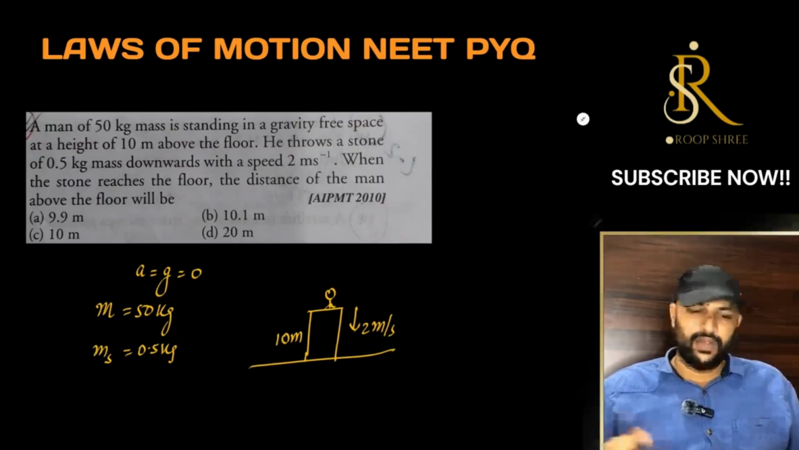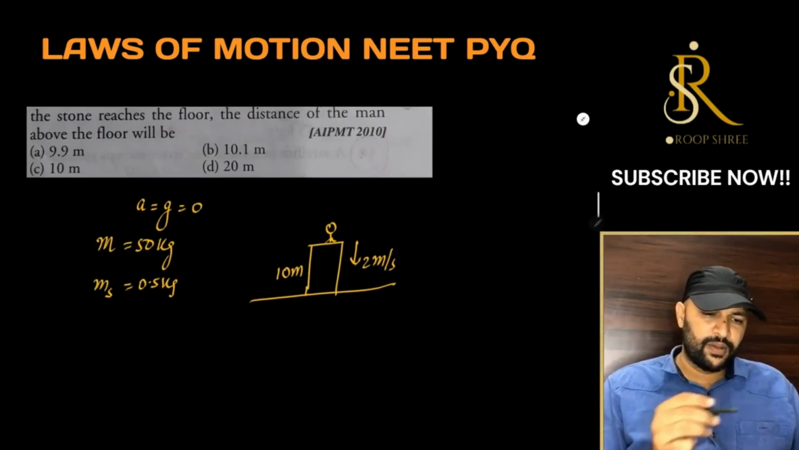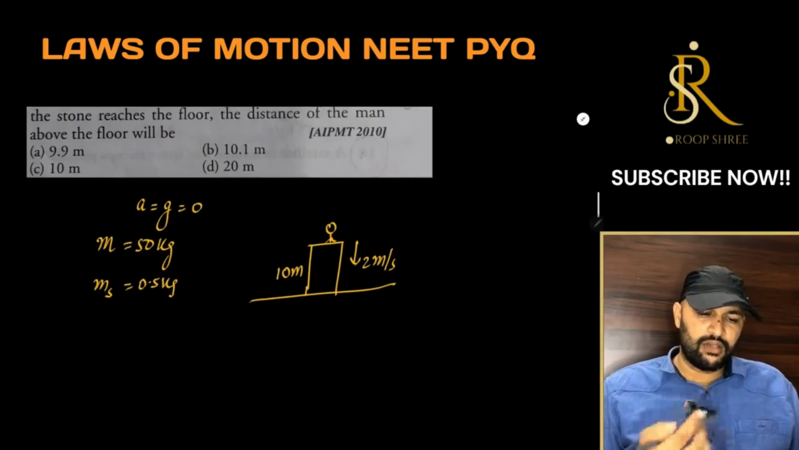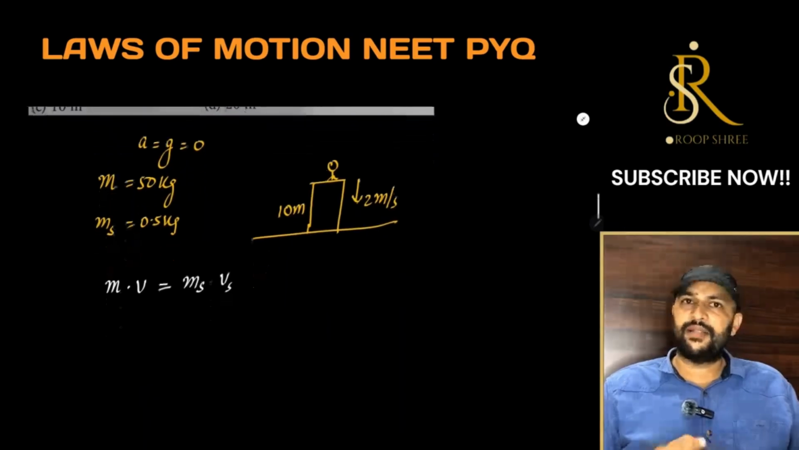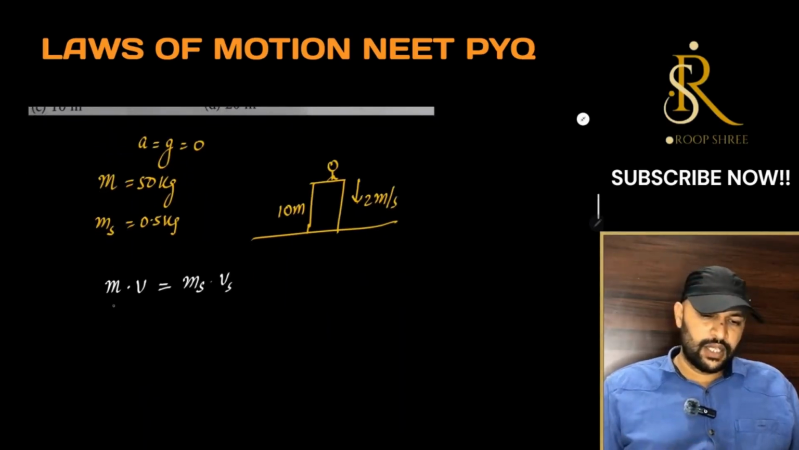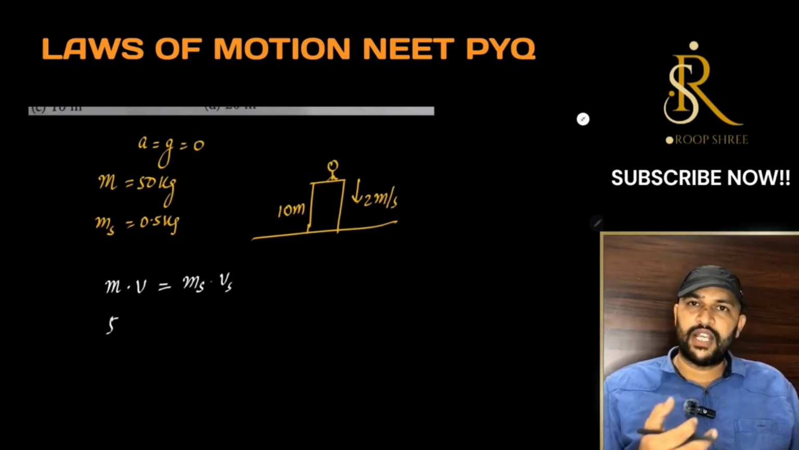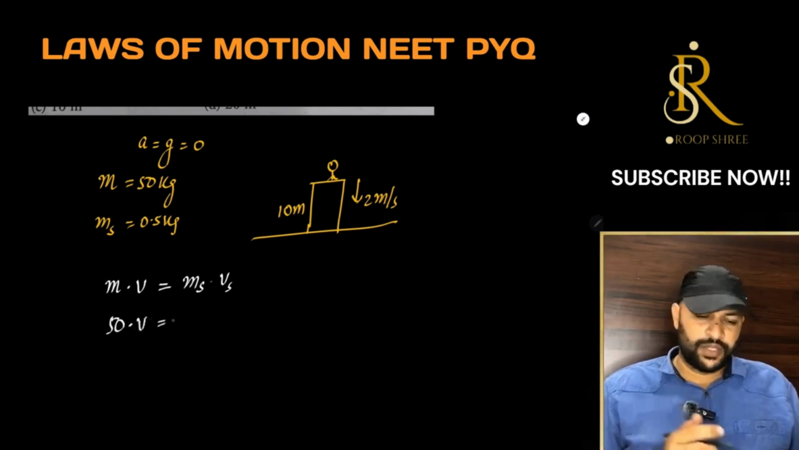So we will use a very basic concept here. And that is what? Conservation of momentum. So mass of the man times the velocity of the man will be equal to mass of the stone times the velocity of the stone, right? Very simple concept. Every action has an equal and opposite reaction. So mass of the man 50, velocity of the man we don't know, mass of the stone 0.5 and velocity of the stone 2 meters per second.